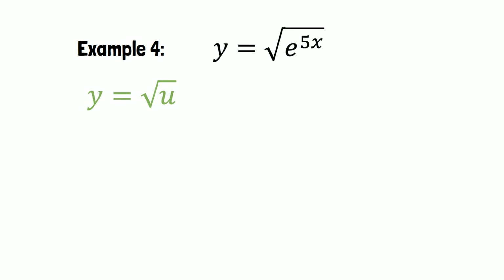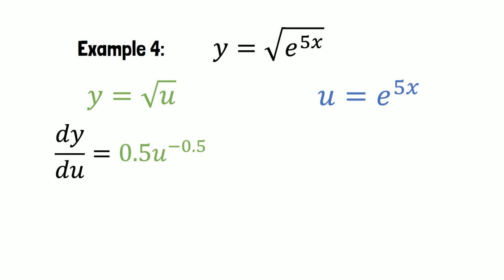We can say that y equals the square root of u and u equals e raised to the power 5x. The derivative of y with respect to u is 0.5u raised to the power minus 0.5. The derivative of u with respect to x is 5e raised to the power 5x, using the same logic as in the previous example.